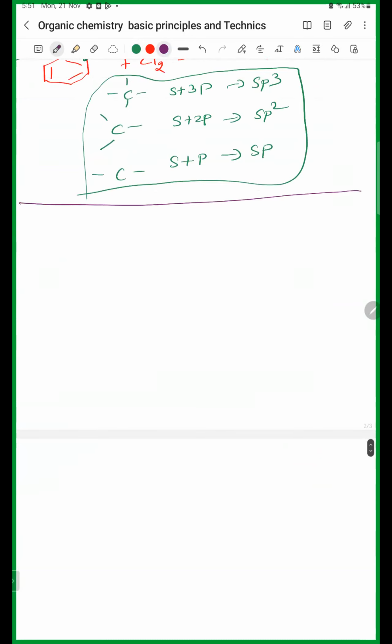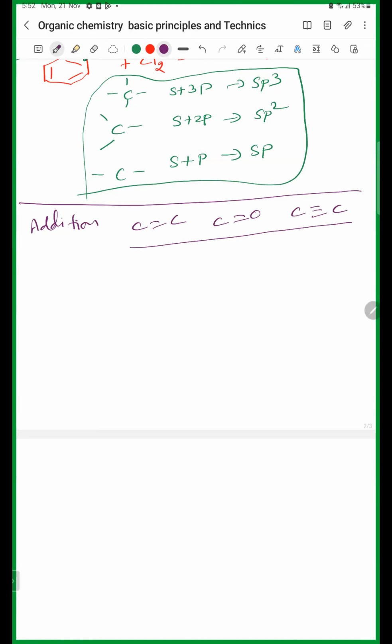The next thing we are going to see is the addition reaction. Addition reaction means we have to add, the reverse of substitution. Substitution takes place in saturated and unsaturated compounds. An addition reaction occurs if the compound has multiple bonds: C double bond C, C double bond O, C triple bond C. There only you can get it.